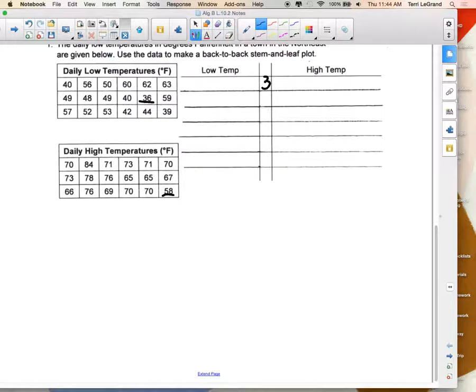So what's the highest in the daily lows? That'd be 63. Looks like it's right here. Let's put a square on that one. What's the highest in the daily highs? 84. Okay, I think I agree. Which of those two is higher? 84. So we have to go all the way through the 80s. Do we leave out any stems? No. So 4 for 40, 5 for 50, 6 for 60, 7 for 70, 8 for 80. And we don't have to go any higher.